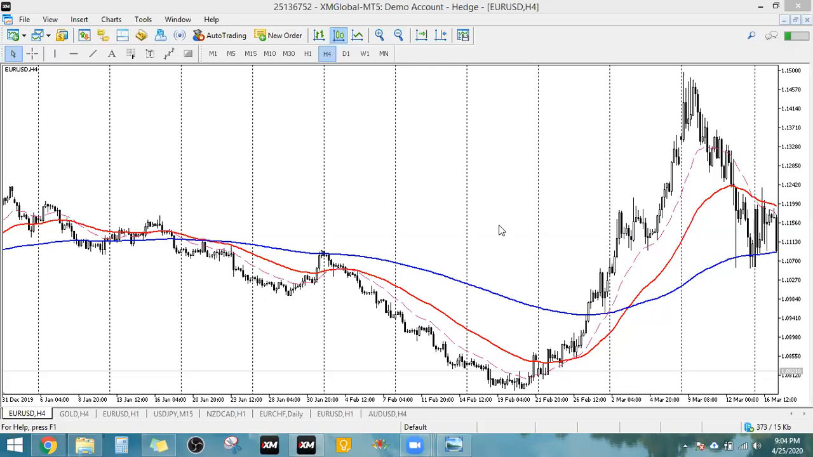Anong parameter ng parabolic SAR? Just default is okay. Okay na yung default niyan. Alright. So, I think I was able to answer all the questions.